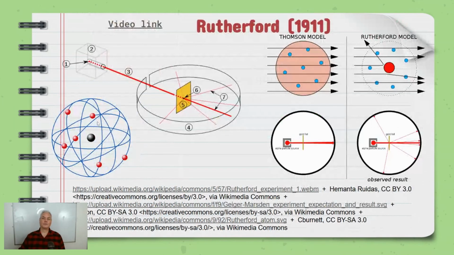So we have Rutherford. So Rutherford is a scientist. He was in England for a while, then he was in Canada as well, went back to England. And his experiment was the following. So he also had something that created alpha particles.